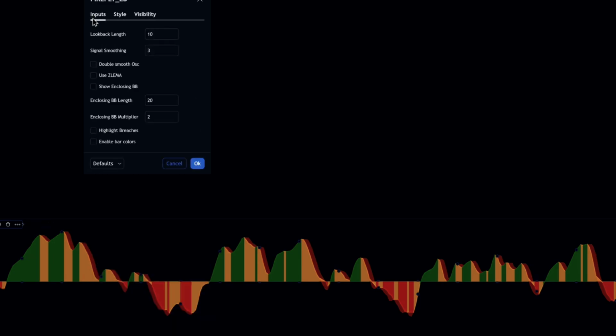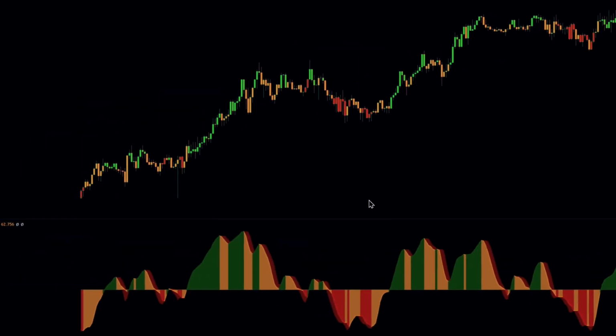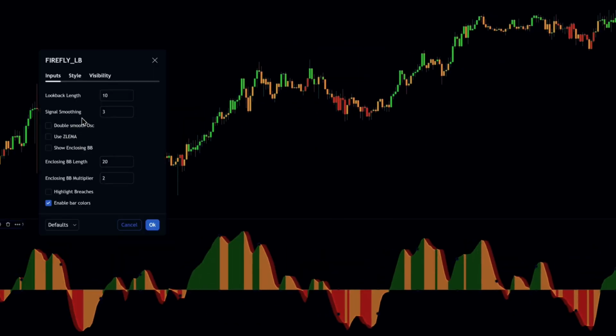On the Inputs tab, we can activate the bar colors. This is basically going to mirror what this oscillator is doing, making it easier to analyze the market. We can smooth out this oscillator even further by checking this box.